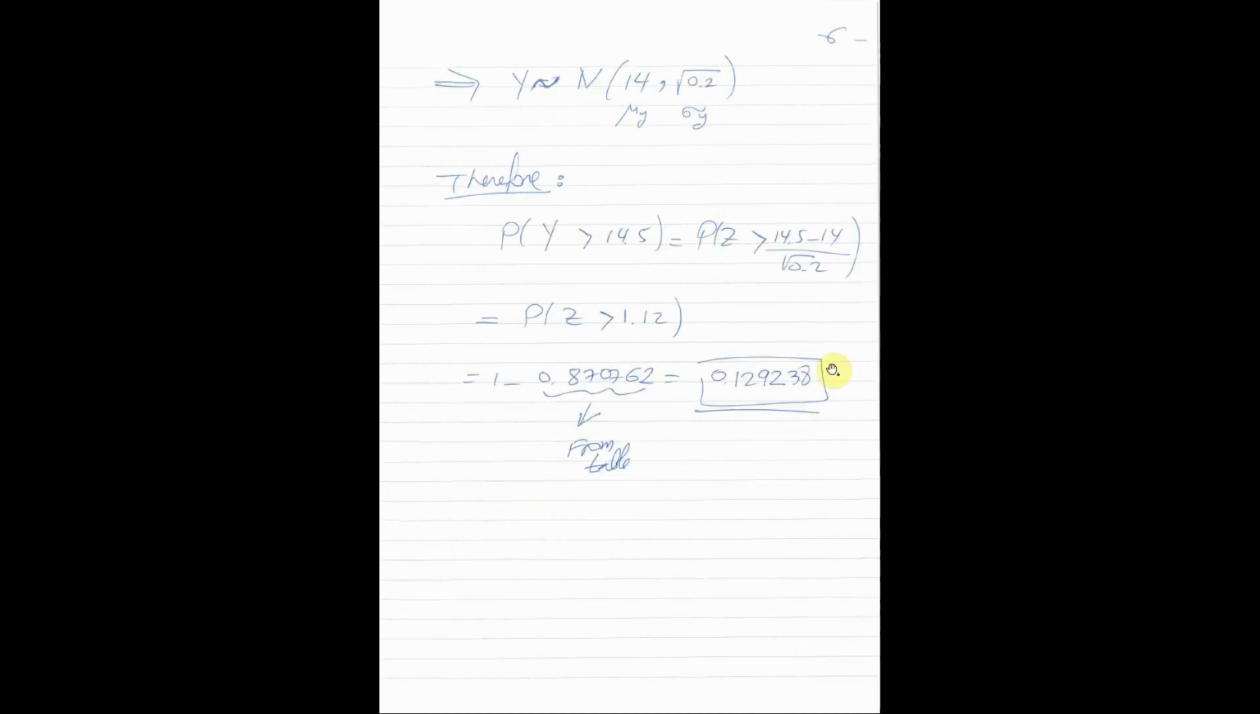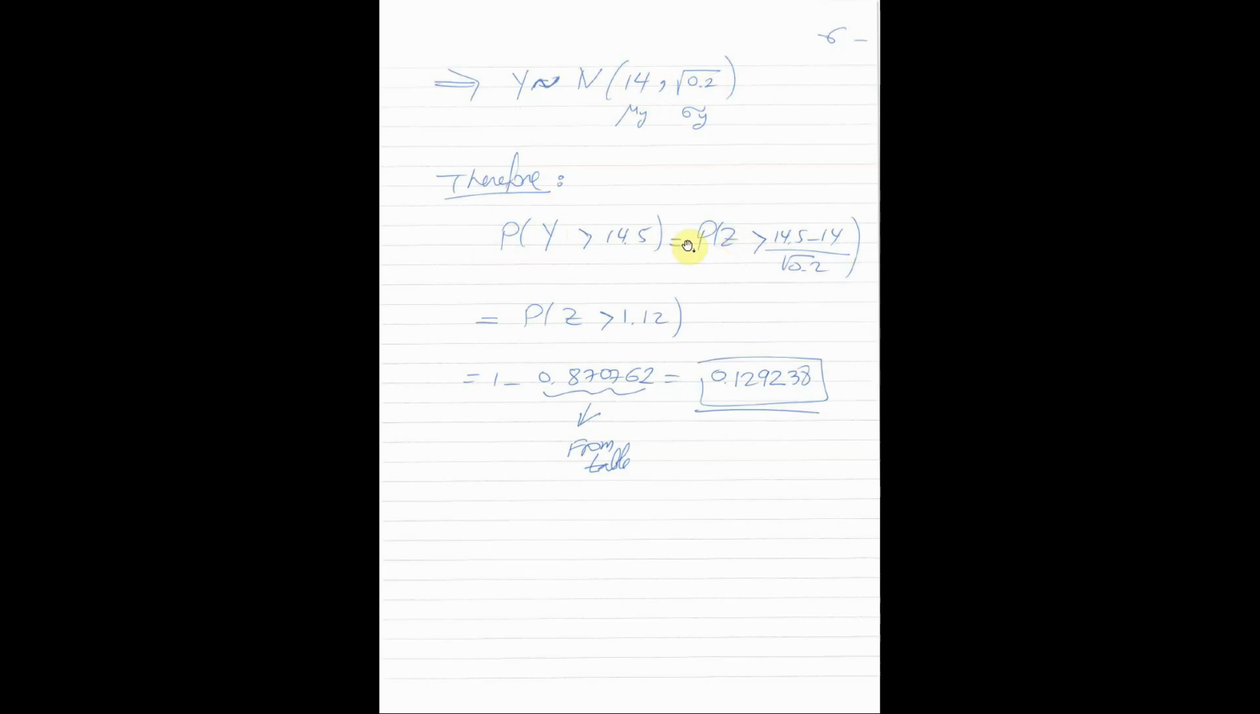Now, what was the question? Let's go back to the question because we're almost done. So we need to find the probability that Y is greater than 14.5. Now, we are back in chapter 4. Y is a normal distribution with mean 14 and standard deviation root 0.2, and we need to get a probability. So what do we need to do? We need to standardize. So we move from Y to Z, which is the standard normal.